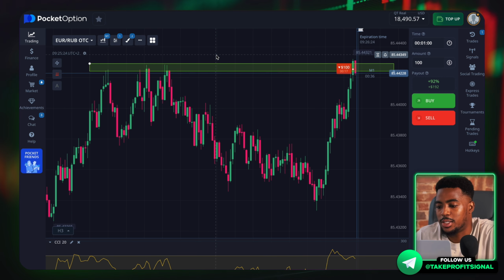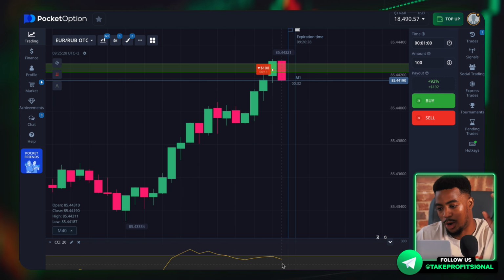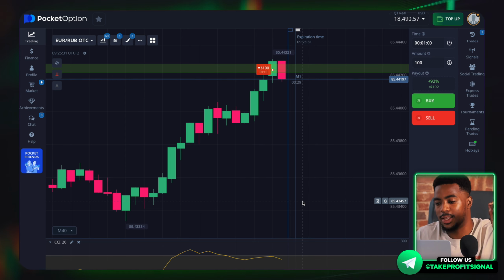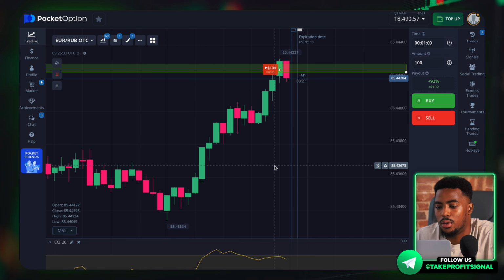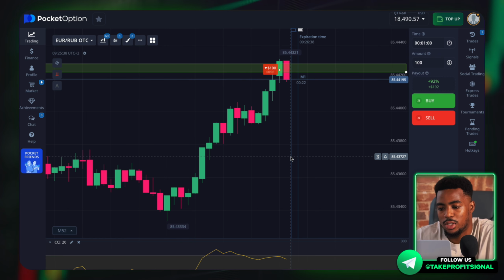This means there are sellers here who prevent the price from going higher. Accordingly, there are also these sellers here. Together with the overbought indicator, I am opening a trade to the downside, which should be concluding now.